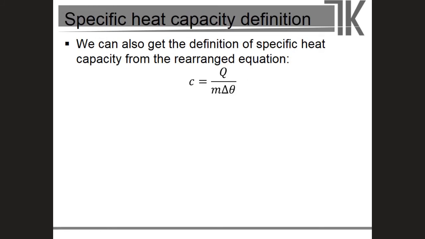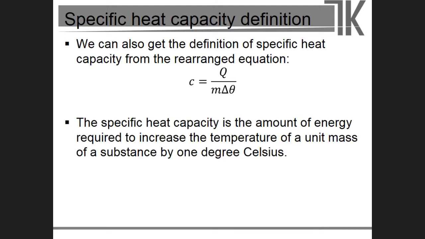Alright, so from that rearranged equation, we can also define specific heat capacity. This equation is the definition of specific heat capacity, and I'd like you to pause the video and have a practice at changing maths into English. So hopefully in English we have: the specific heat capacity is the amount of energy required to increase the temperature of a unit mass of a substance by 1 degree Celsius.